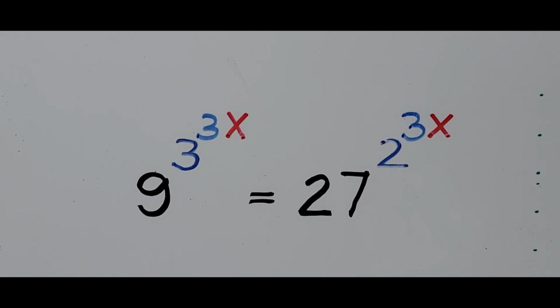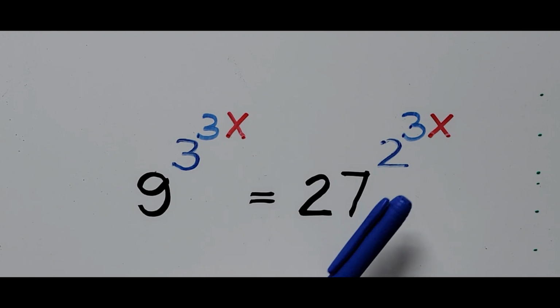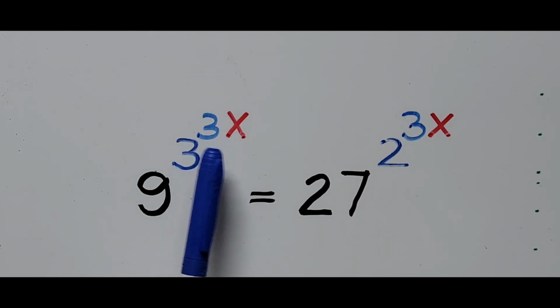Hello everyone, we have an exponential equation on the board. 9 to the power of 3 to the power of 3x equals 27 to the power of 2 to the power of 3x. And obviously, we're solving for the value of x. From here, if you notice, you have the same exponent on the top of the tower of nested exponents.